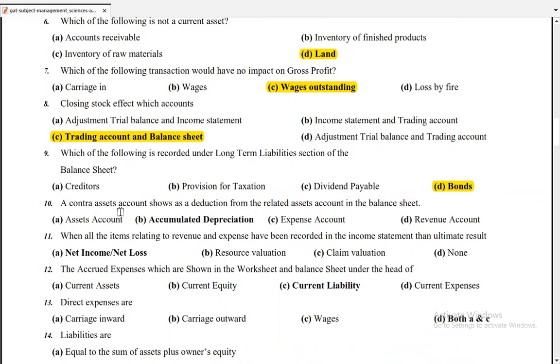A contra asset account shows as a deduction from the related asset account in the balance sheet: accumulated depreciation. When all the items relating to revenue and expense have been recorded in the income statement, the ultimate result is net income or net loss. The accrued expense which is shown in the worksheet and balance sheet is under the head of current liability.